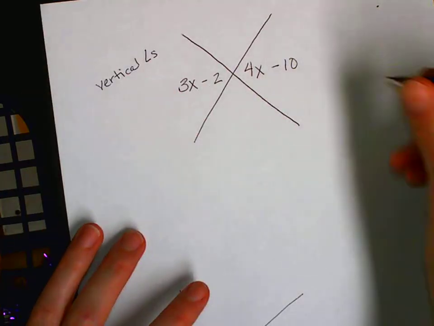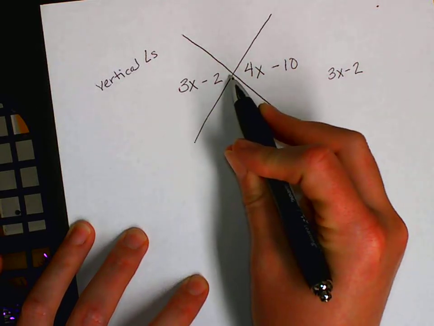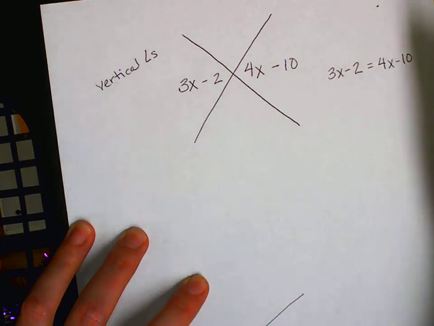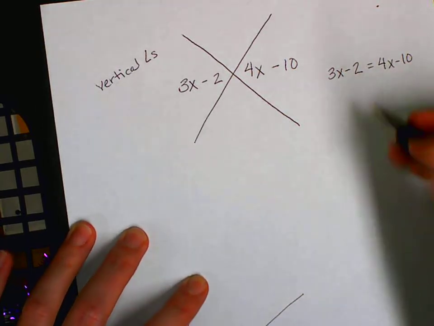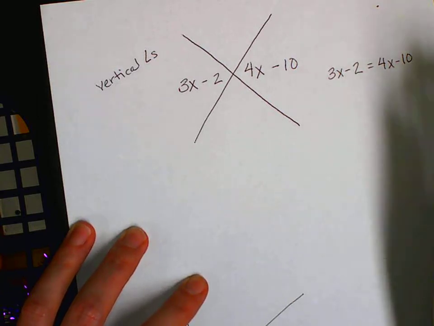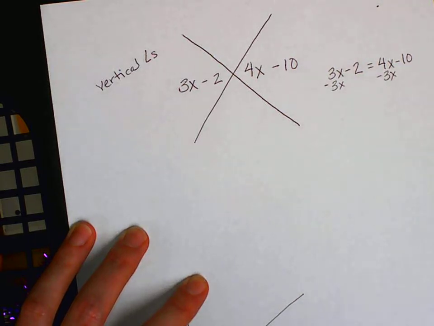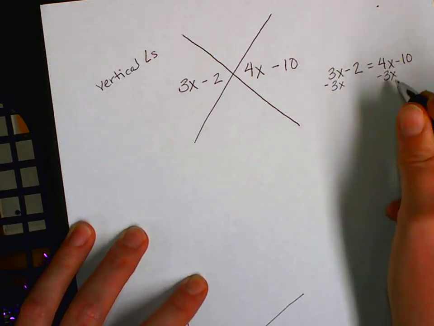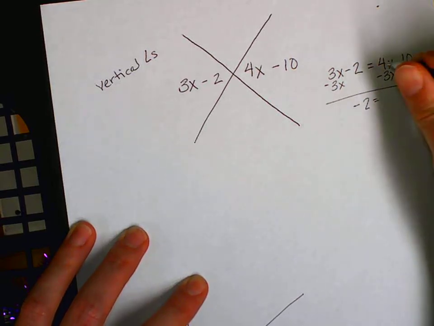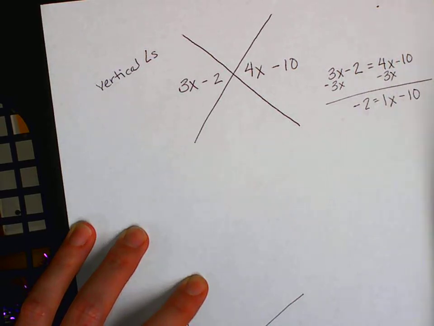So over here, I'm going to go ahead, 3x minus 2, and this is going to equal 4x minus 10. It's easier, right? We want to get our x's on one side and our numbers on the other. It's easier to move the smaller x over. So I'm going to subtract 3x from both sides. That leaves me with a negative 2 here. 4x minus 3x is going to be 1x, and then minus 10.